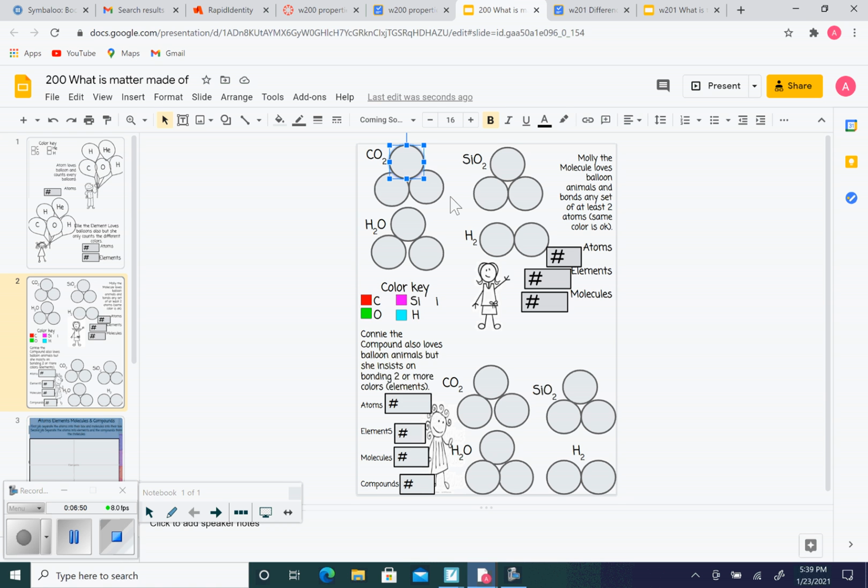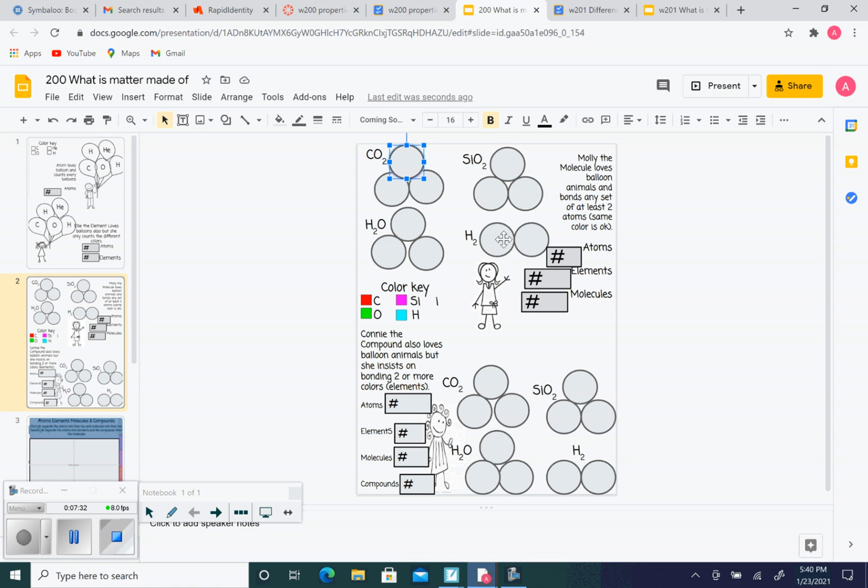Now, a molecule is when you have more than one balloon and they're stuck together. That is called bonded. So CO2 is a molecule because it bonds 1 carbon and 2 oxygens. SiO2 means it is 1 molecule and it bonds Si, which is silicon, and 2 oxygens together. This one is a molecule. It's H2O. That means it's got 2 hydrogens and 1 oxygen. And this one is a molecule. It means it has 2 hydrogens bonded together.